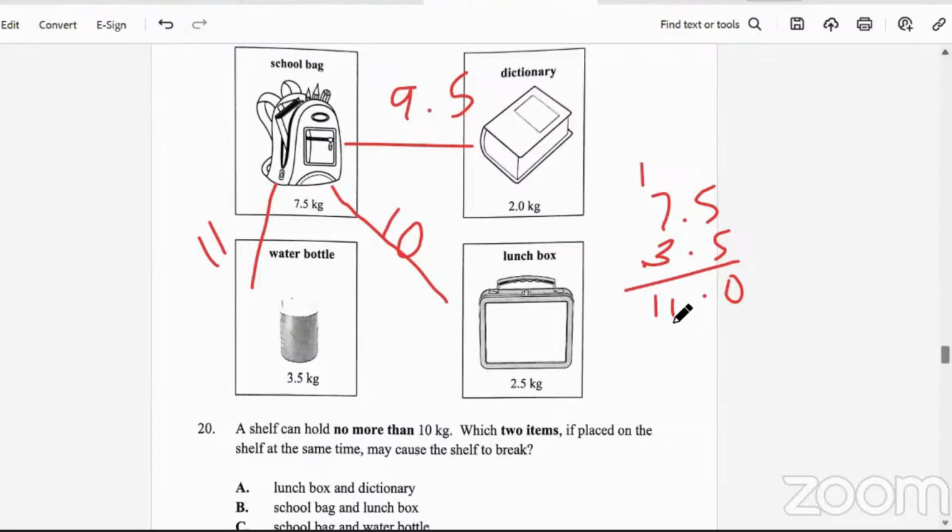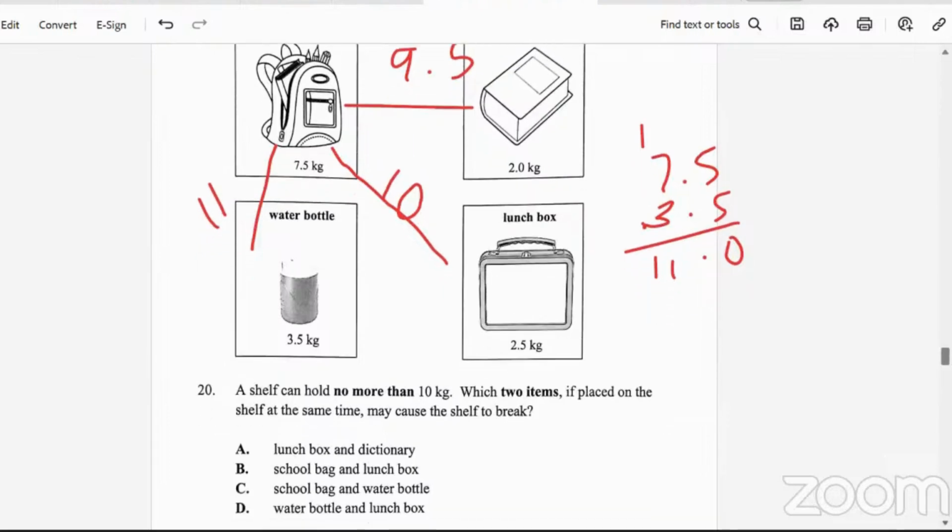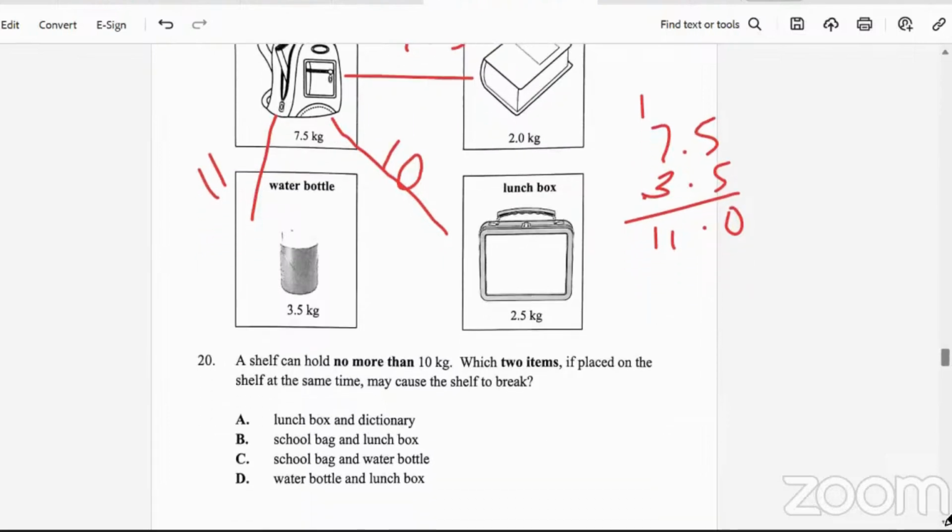All right, so 11, right, the water bottle, and so pretty much the two heaviest items, when we combine them. The school bag and the water bottle, those two combined, right? The school bag and the water bottle combined may cause the shelf to break. The answer is C.